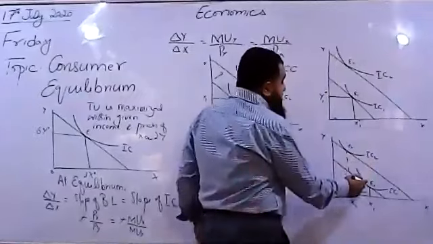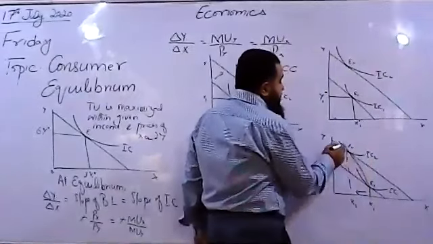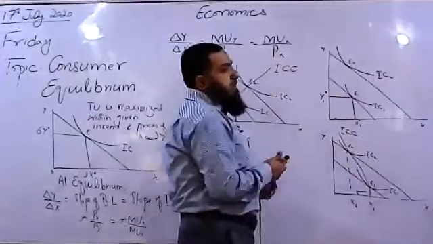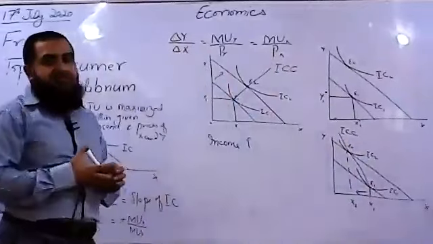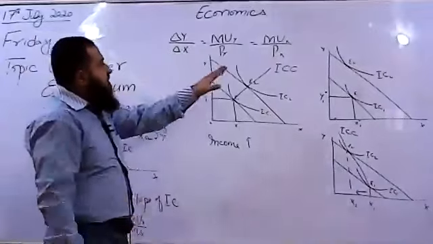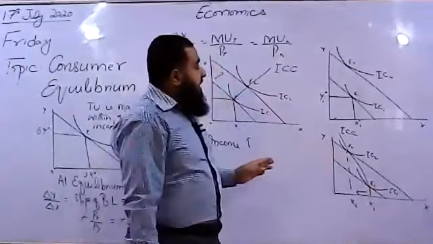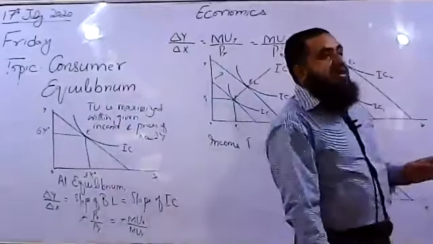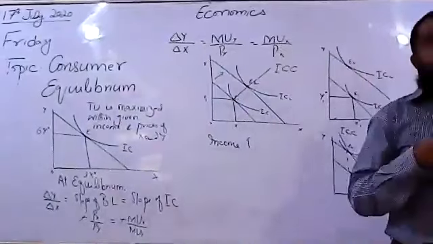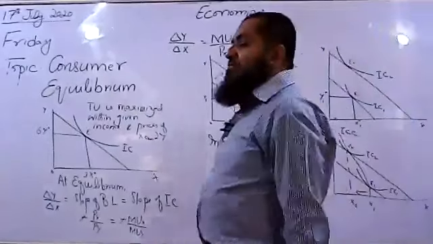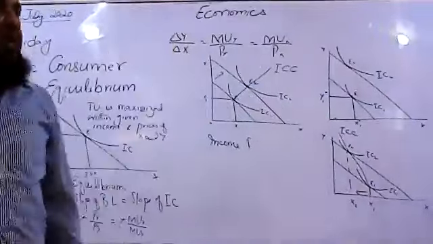His income consumption curve will be like this, income consumption curve. So it is now backward bending. It is not a straight upward sloping line. No, it is going to be backward. So we say when a good is an inferior good, its income consumption curve will be backward bending, or the consumption of that commodity will be decreasing.